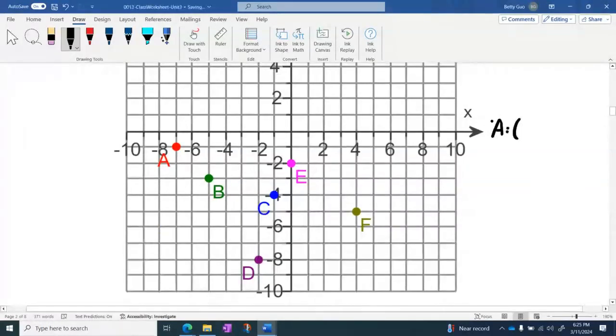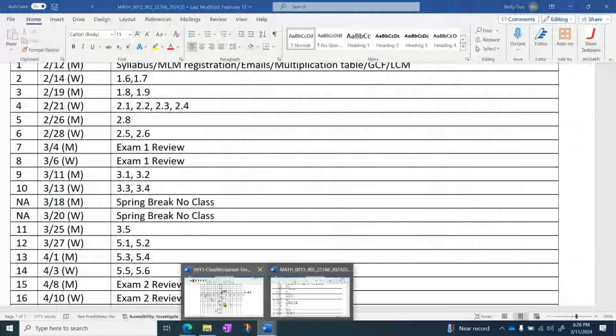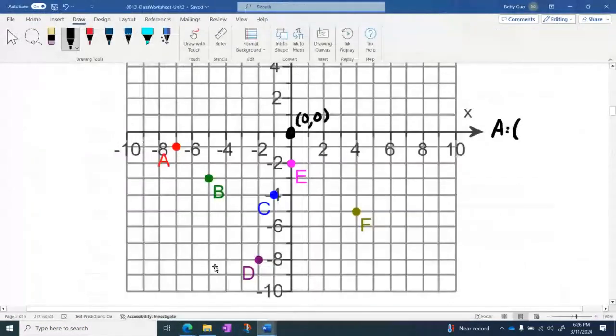This is the origin. By the way, the origin is (0, 0). You probably know that already. A is in quadrant 3, which means both x and y are negative. So negative 7, negative 1, I believe. You want to look more closely? I think it's negative 7. Hold on: 1, 2, 3, 4, 5, 6, 7. Yes, negative 7, negative 1.